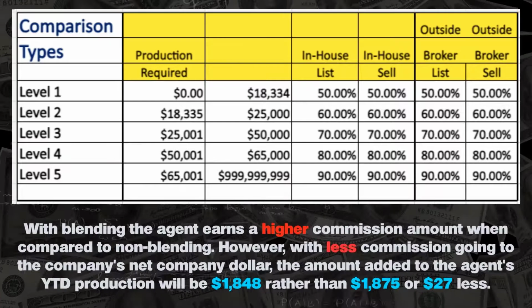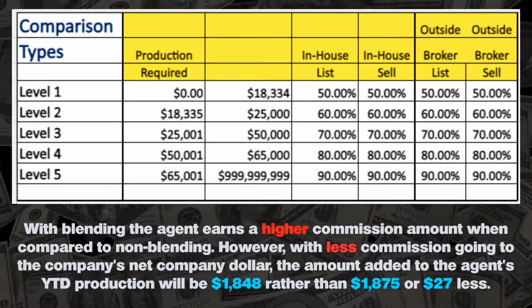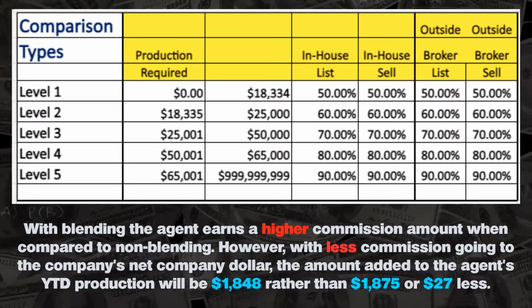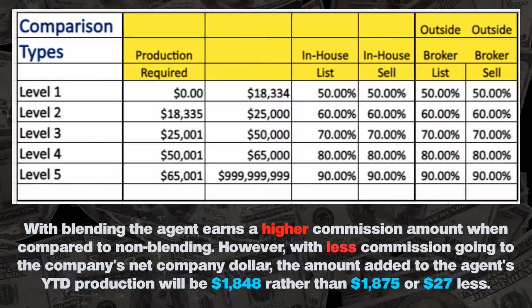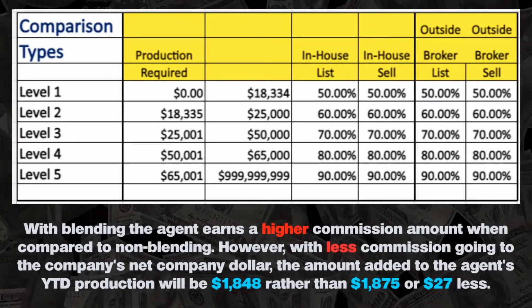With blending, the agent earns a higher commission amount when compared to non-blending. However, with less commission going to the company's net company dollar, the amount added to the agent's year-to-date production will be $1,848 rather than the $1,875, or $27 less.